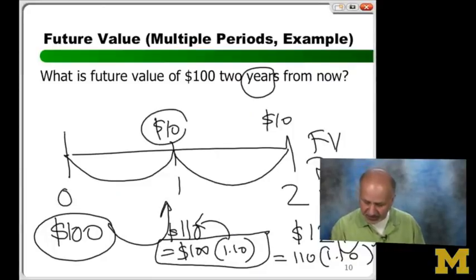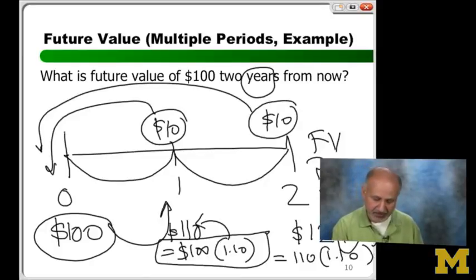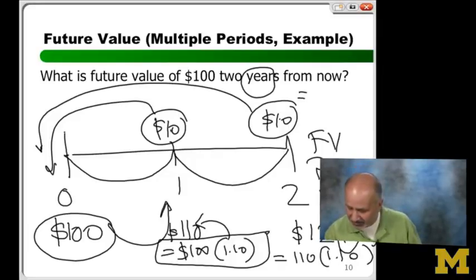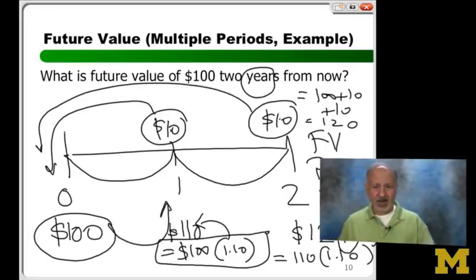Why? Because this 10 is 10% of this for the first period, and this 10 is again 10% of this in the first period. So if you add up those, you have 100 plus 10 plus 10. You have 120 at the end, right? So you have 120. So you're saying, how did I go from 120 to 121?